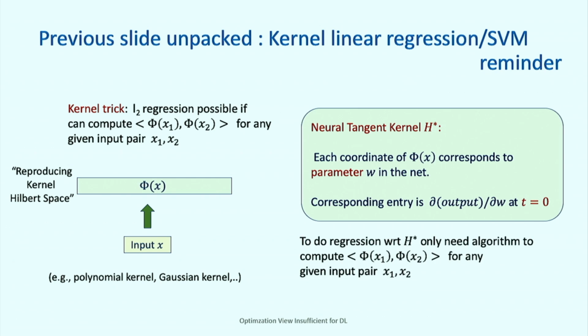And so the dynamic programming algorithm allows you to compute these inner products. Okay, so that's why neural tangent kernels are tractable. So you can think of it as some kind of a compressed view of the infinitely wide net.